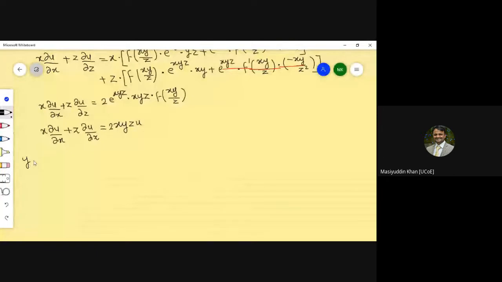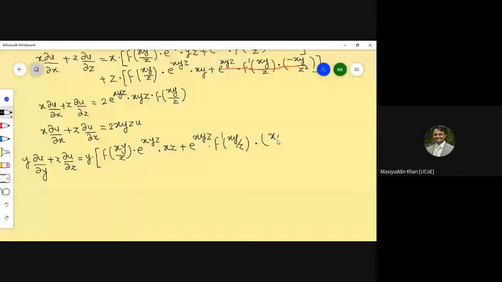So y into ∂u/∂y plus z into ∂u/∂z. So this will become y into f of xy by z into e raised to xyz into xz, plus e raised to xyz into f dash of xy by z into x by z, plus z into f of xy by z e raised to xyz into xy, plus e raised to xyz into f dash of xy by z into minus xy by z square.